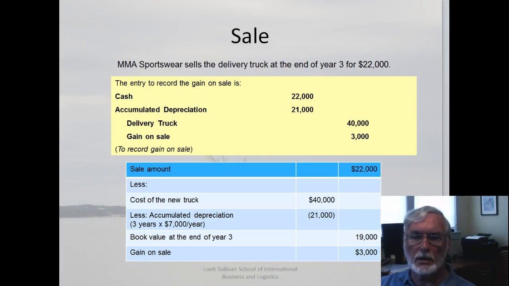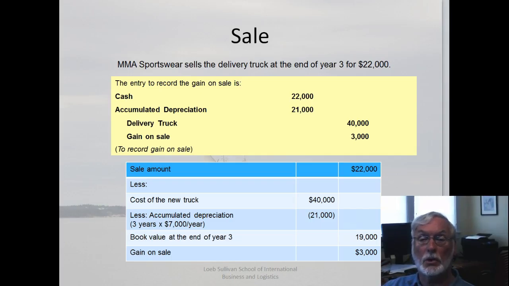So the entry we make is a debit to cash for $22,000. We have $21,000 of recorded depreciation so far. We had a $40,000 cost, a $5,000 residual value, so $35,000 depreciable amount divided by 5 years, and that's $7,000 a year. And we're selling it after 3 years, so 3 times 7 is 21. We have accumulated depreciation of $21,000. So we have to get that off the books. It's got to go away.